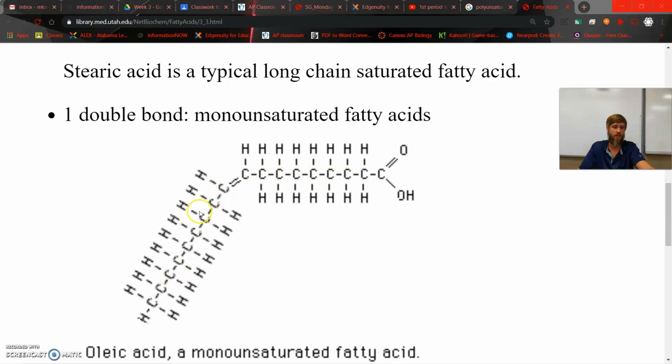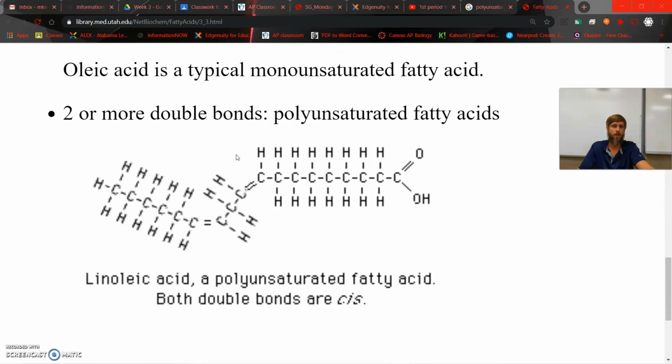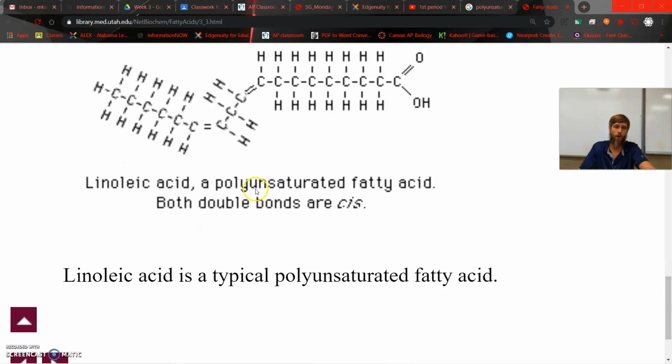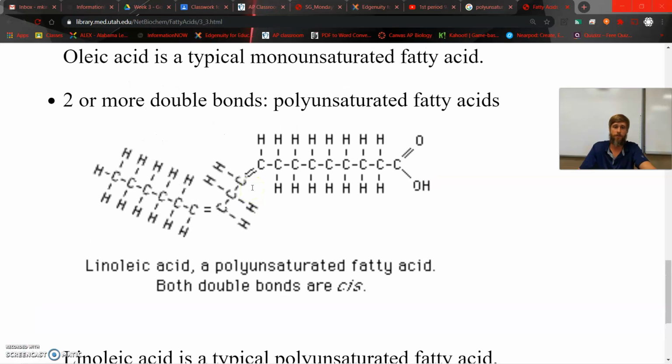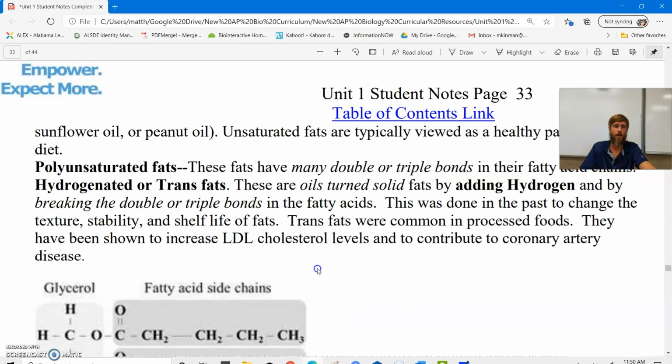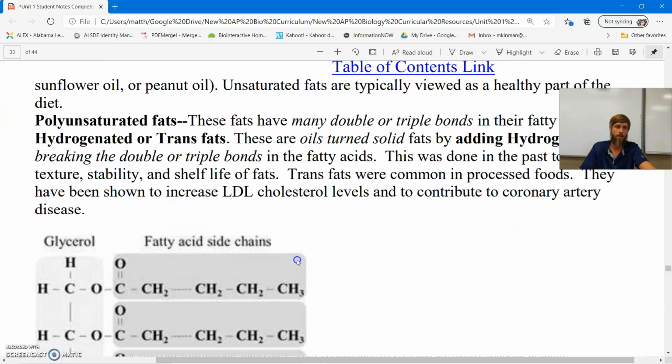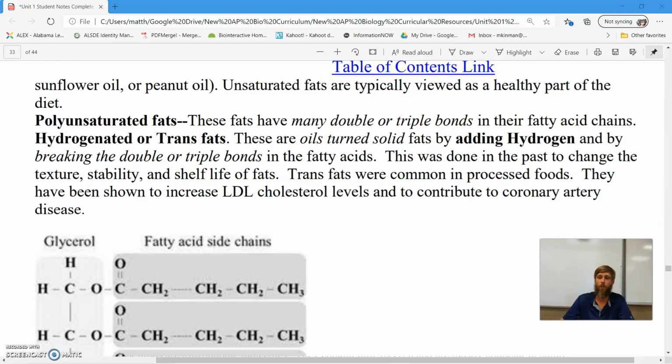It's unsaturated because we're missing a hydrogen, and mono because it only has 1 double bond. Do you see how bent that tail is? Now we have 2 or more double bonds, and then we have a polyunsaturated fat. We have many of these double bonds, and it is unsaturated because everywhere there's a double bond, we could use more hydrogens there. So that's the difference between polyunsaturated and monounsaturated. Now we have what are called hydrogenated or trans fats. These are the ones that you do not want in your diet. They are not good for you.